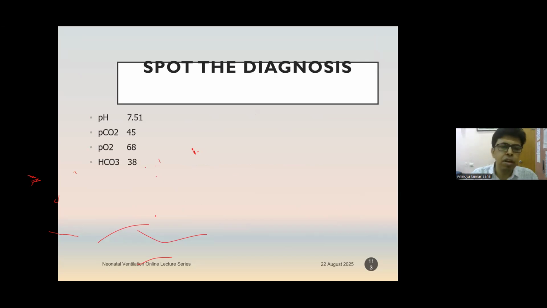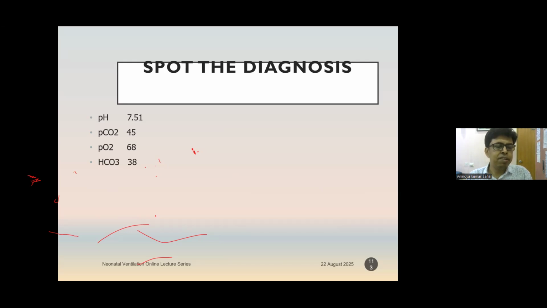A baby is there for a prolonged period in the NICU with a PCO2 of 45, but bicarbonate is 38 and pH of 7.51. So what is the condition? So baby is having alkalosis. This is a very common scenario in case of ELBW, staying there for a prolonged period with prolonged ventilation, prolonged non-invasive ventilation and having BPD or CLD.